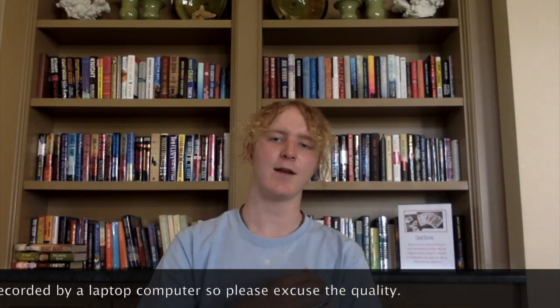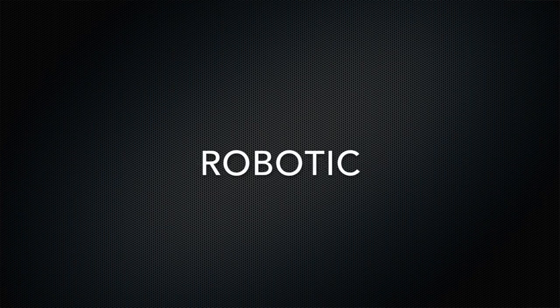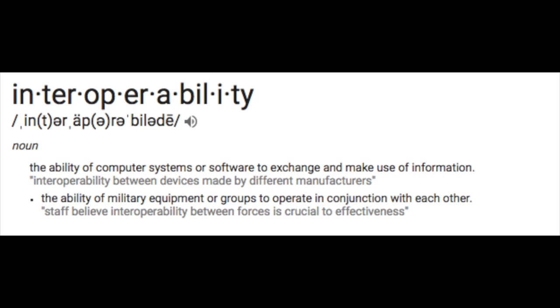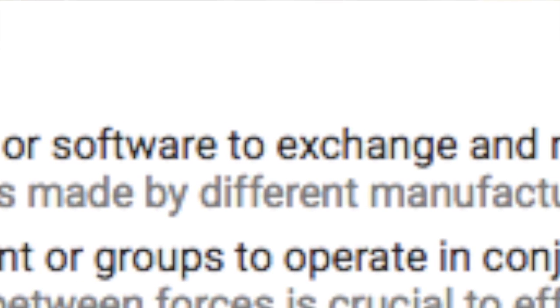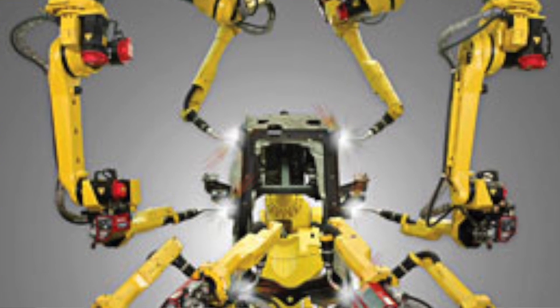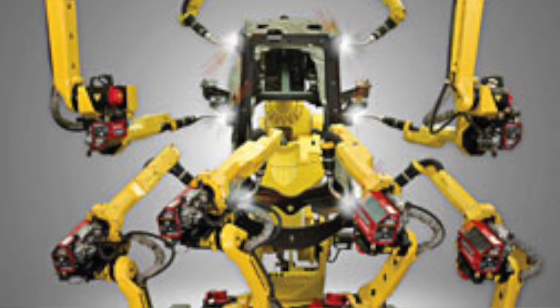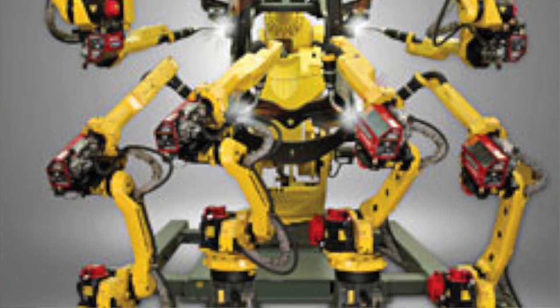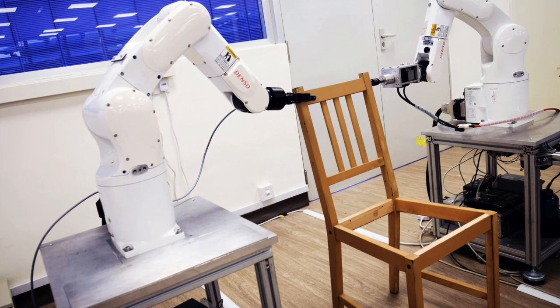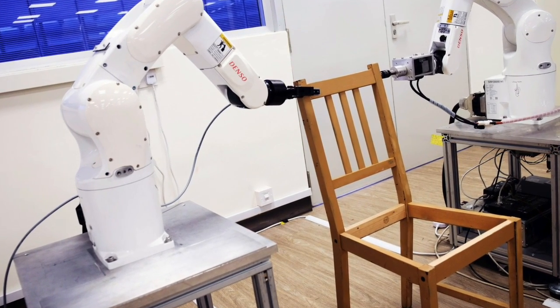My name is Stefan, and today I'll be talking to you about robotic interoperability. So, what is robotic interoperability? Interoperability is the ability of computer systems or software to exchange and make use of information. So, in the case of robotic interoperability, it is the ability of multiple robots to communicate and exchange information in order to complete complex tasks.